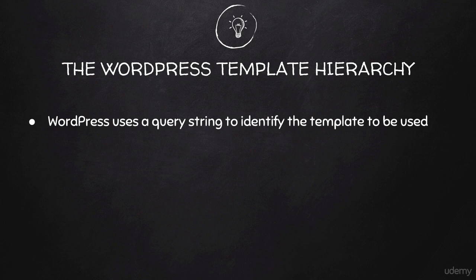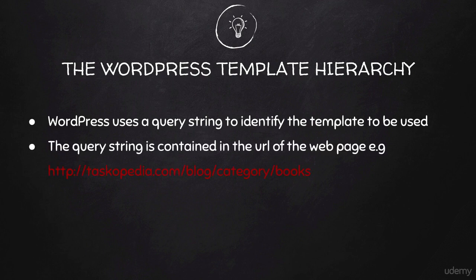Let's move on. WordPress uses a query string to identify the template that is used. What is this query string? Well, the query string is information that is contained in the URL of the web page. And over there we have an example, tascopedia.com/blog/category/books. Merely looking at that URL, WordPress already knows that this URL is pointing to a category with the name of books. And it knows that because it has inspected the URL and it sees category right there.